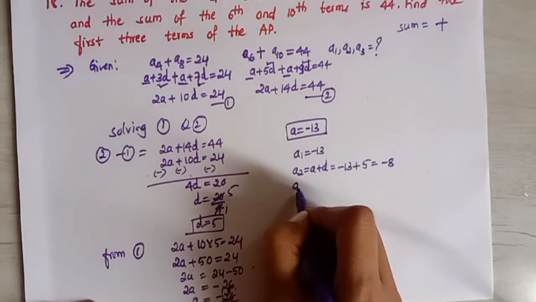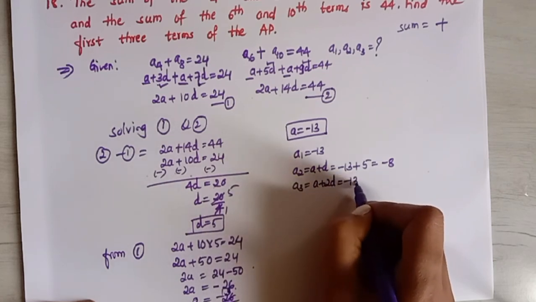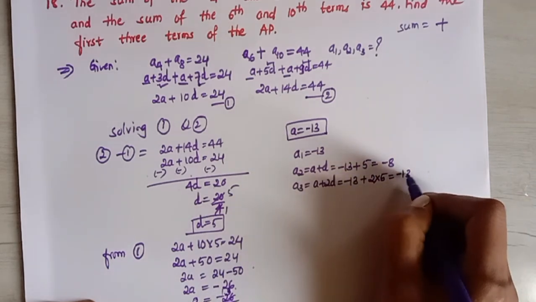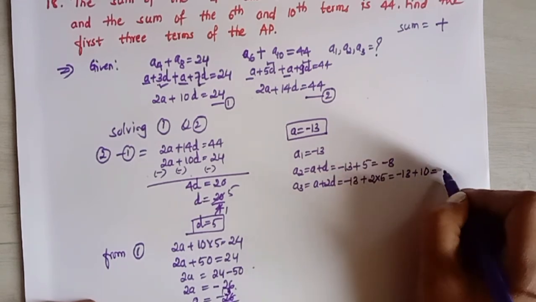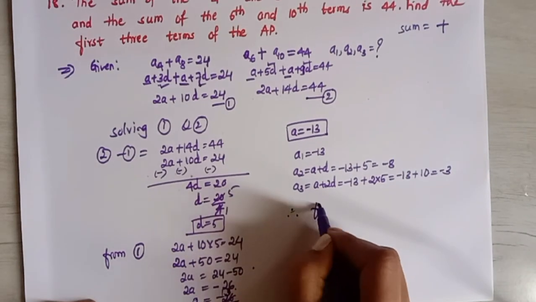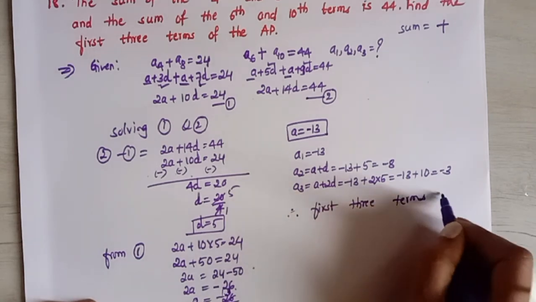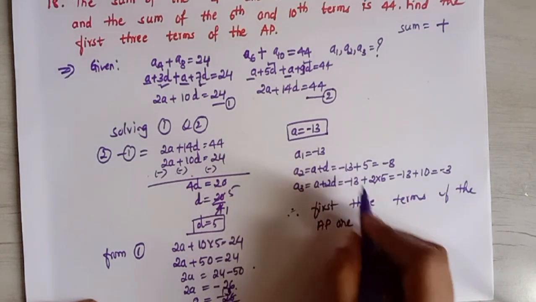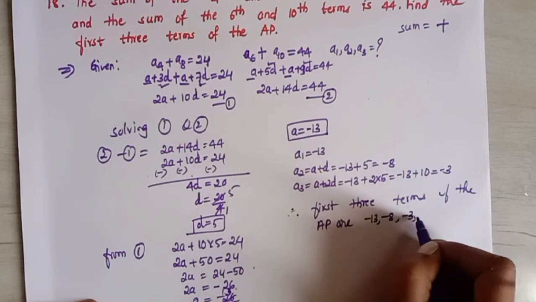Okay. Next A3. A3 is A plus 2D. So A is minus 13 plus 2 into D. D is 5, which is equal to minus 13 plus 5 into 2 is 10. So minus 13 plus 10 is minus 3. Therefore, the first 3 terms of the AP are: A1 is minus 13, A2 is minus 8 and A3 is minus 3, right?